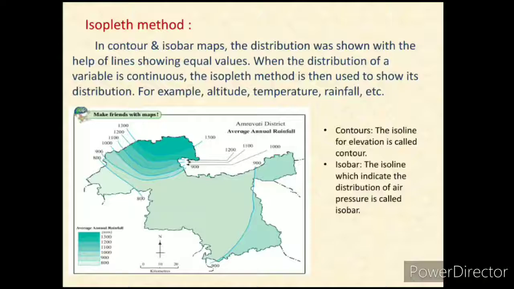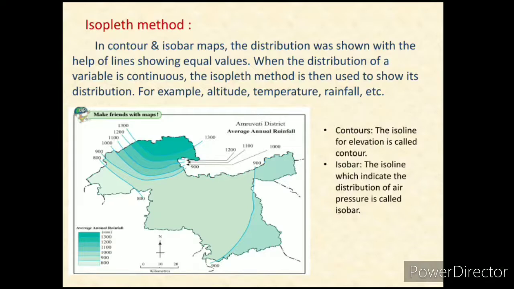Hello student, in the previous class we have taken detailed information about the dot method and choropleth method. Now let's take more information about the isopleth method and field visit. Okay, let us start with the isopleth method.